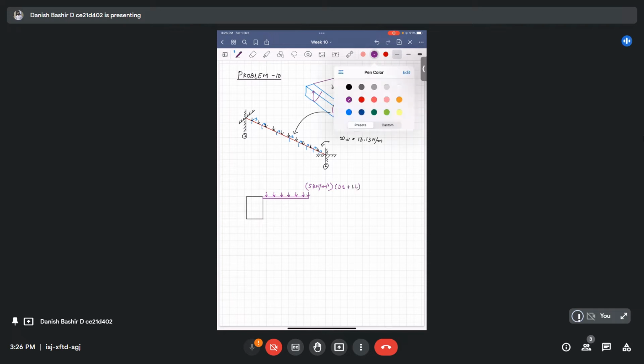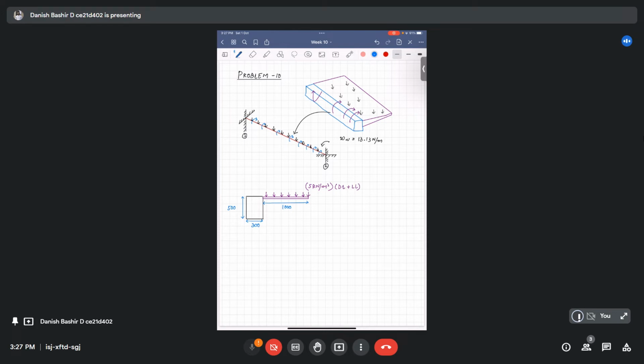And our beam and projection dimensions are: this is 500 mm gross depth and 300 mm width, and the cantilever projection is 1 meter long, that is 1000 mm. So there will be a torsional effect coming on this main beam as well, so we have to consider that as well.